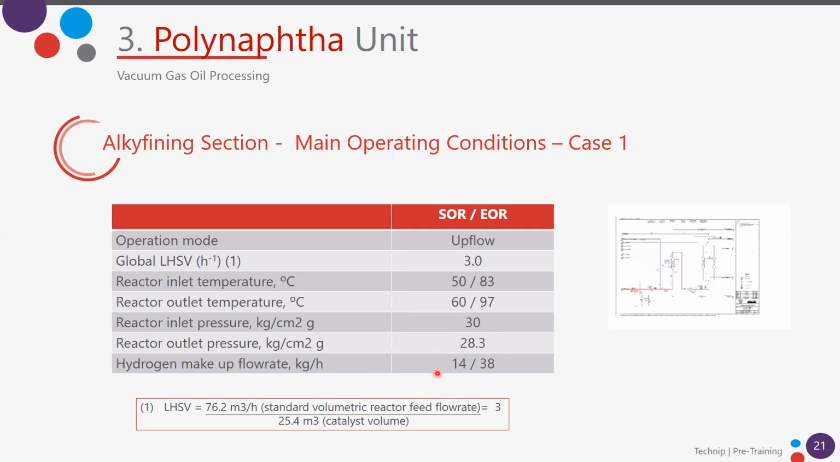And you will see that in this case also, not only the temperature, but we have to increase also the hydrogen during the time as the catalyst loses activity to push the reaction. You also have to increase the hydrogen makeup flow rate from 14 at the start of run conditions to 38 at the end of run conditions.